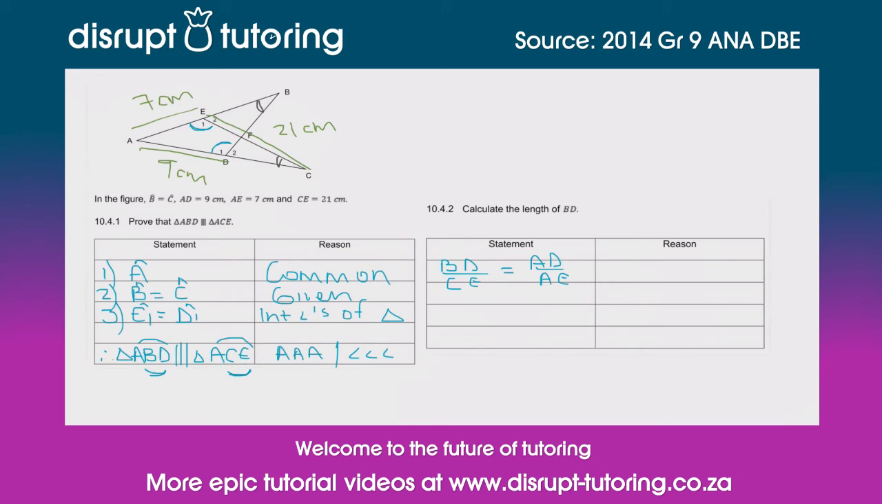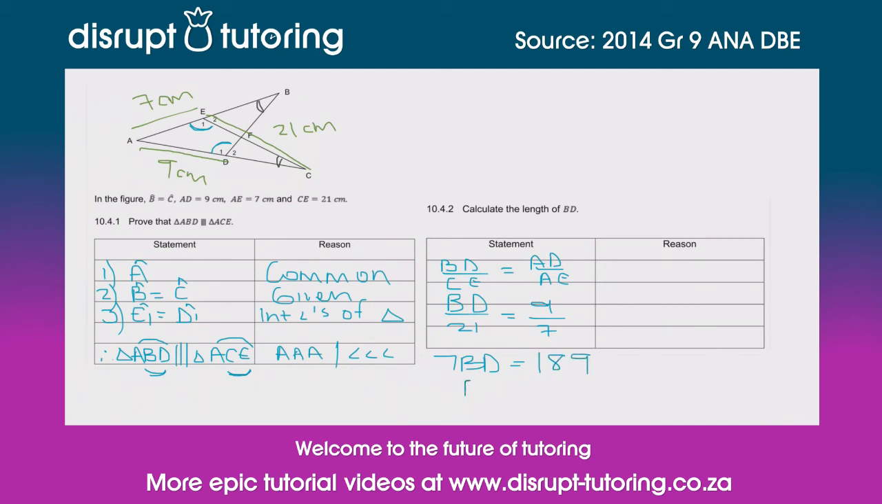Now we can plug in the values that we know. So BD over CE, which they've given us, and CE is equal to 21 centimeters. So we're going to put 21 in there. And then AD they've given us as well, which is 9 centimeters. And AE they've also given us, which is 7 centimeters. Now we cross multiply, 21 times 9, 7 times BD. So 7 times BD is simply 7 BD. And 9 times 21, I'm going to use a calculator quickly for that one. 9 times 21 gives me 189.